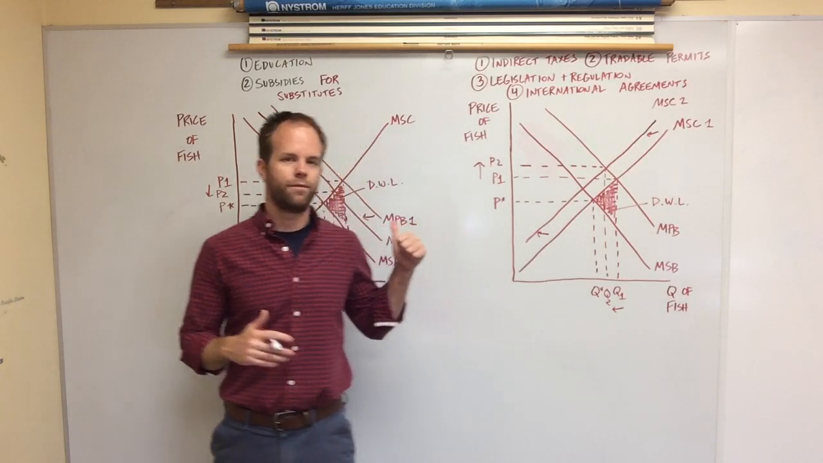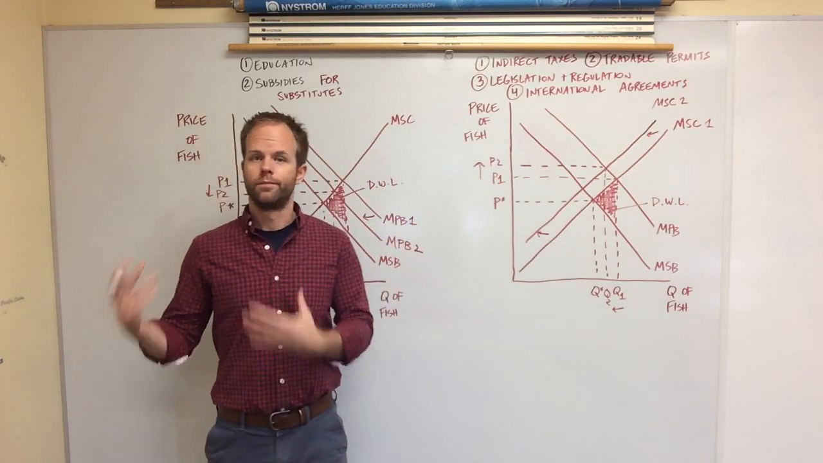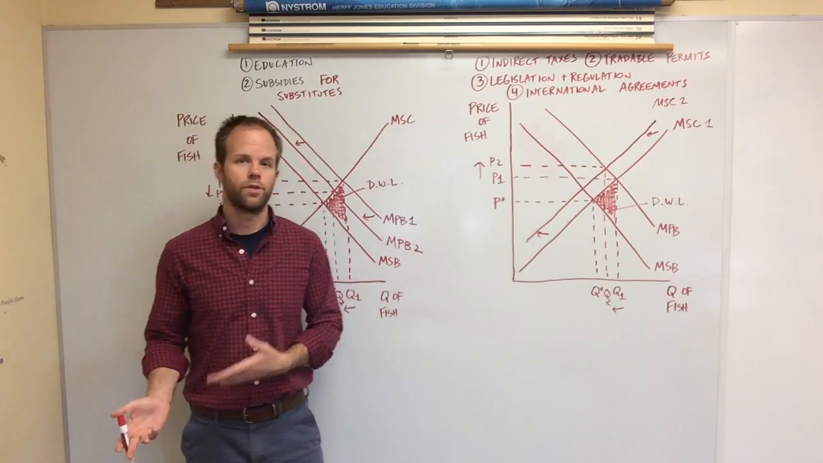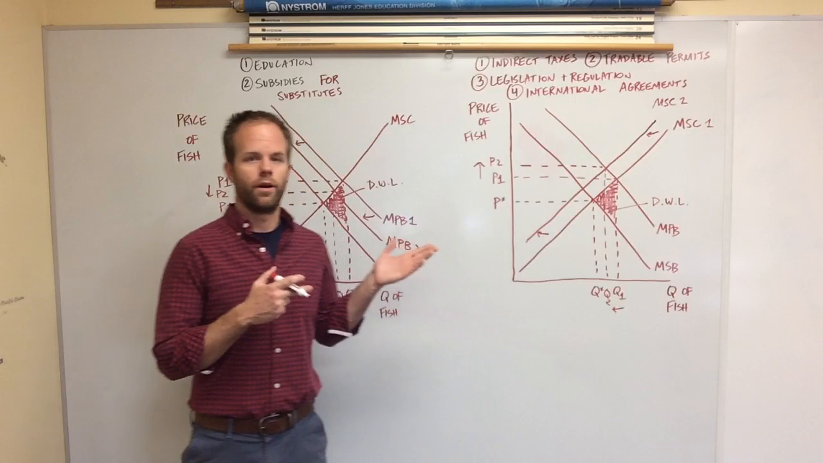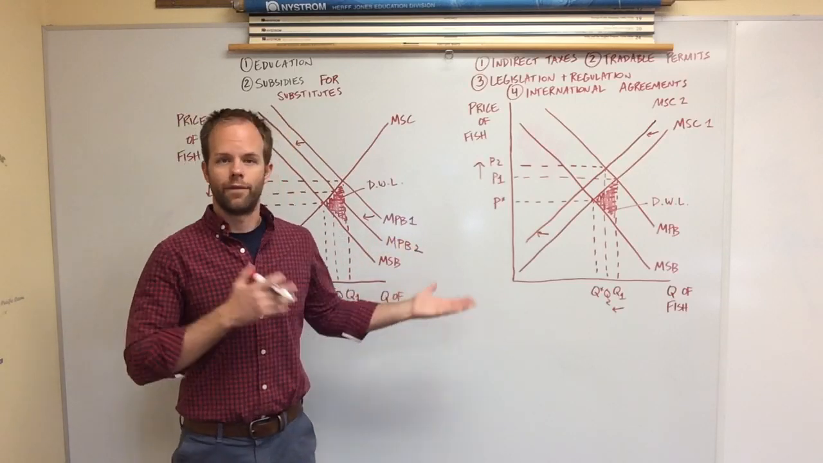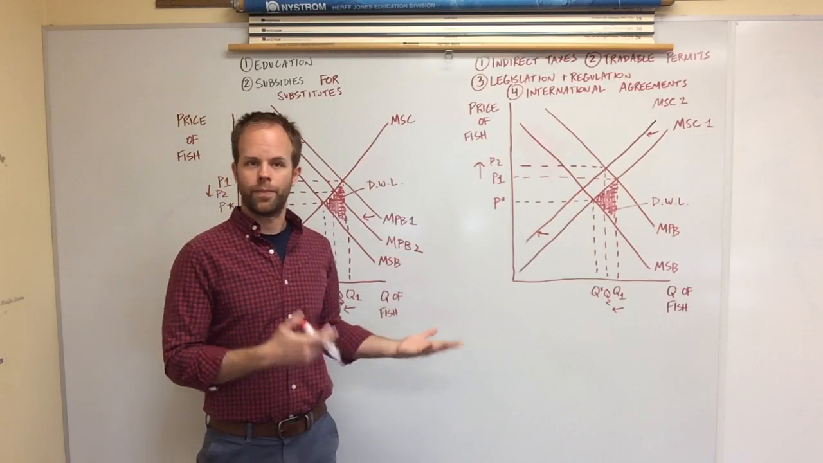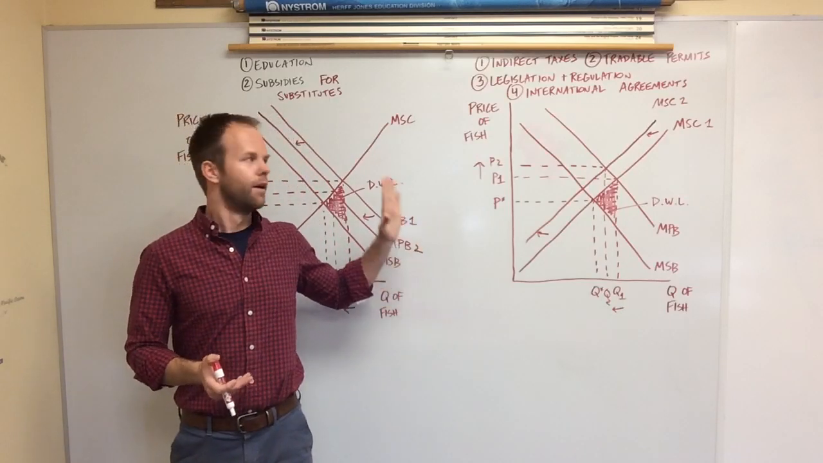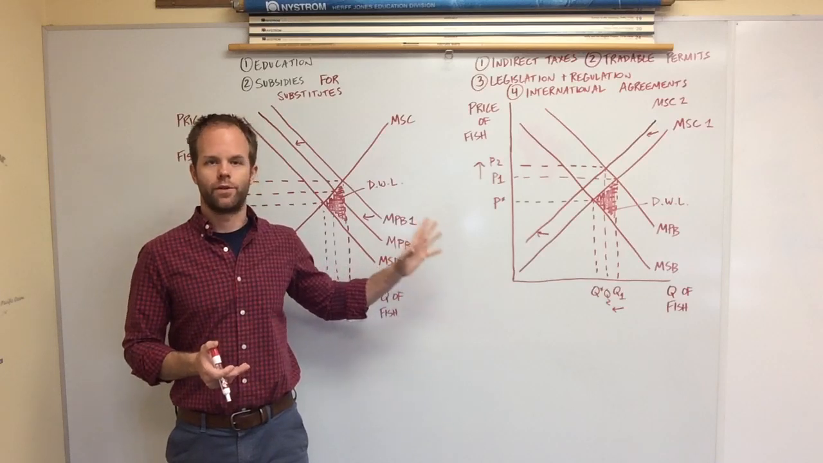You could swap out fish or air quality. Those are common pool or common access resources. You could swap that out for any kind of demerit good that causes a negative consumption externality, and the graphs would look the same. Okay? So just a bit of an explanation about how to manipulate these externality graphs.